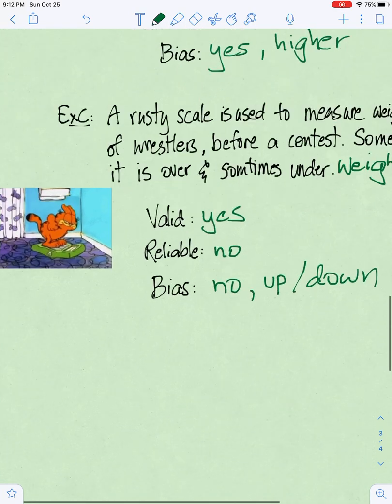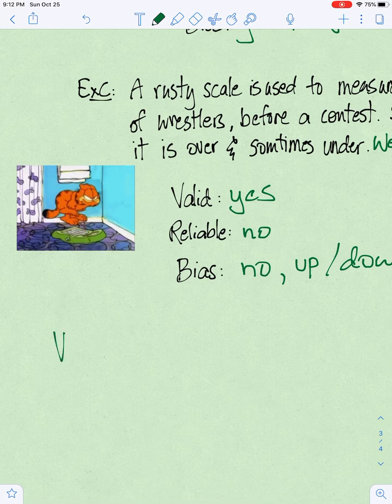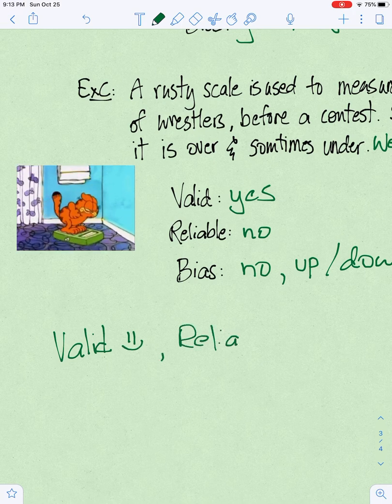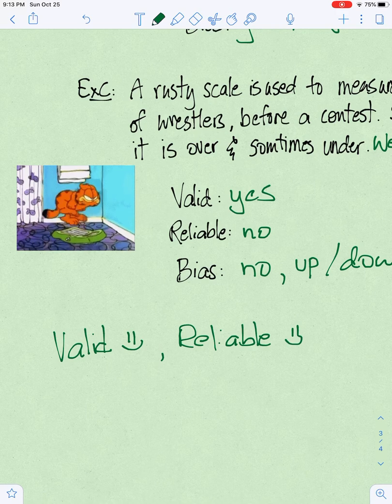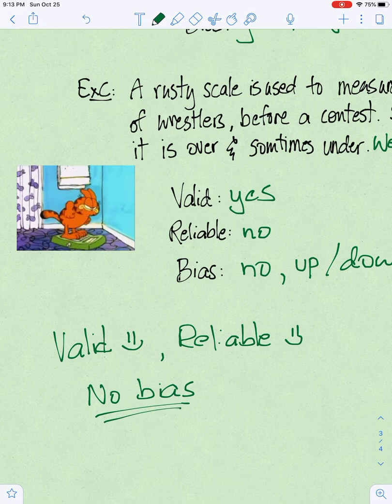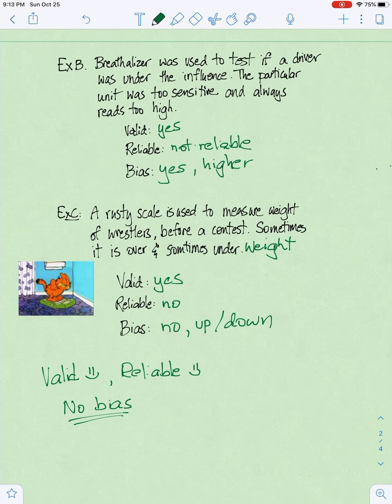In our cases, you always want data methods that are valid. And you want them to be reliable. But we don't want any bias, so there shouldn't be any bias in our methodology. Okay? All right, well, good luck on your homework.